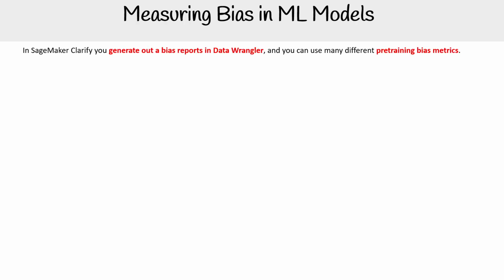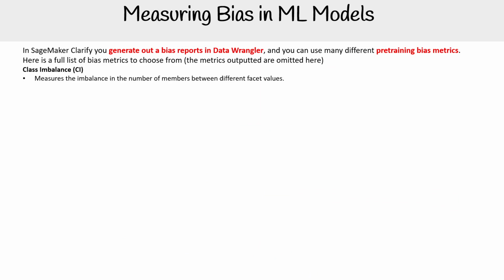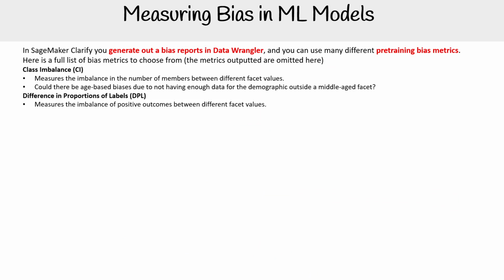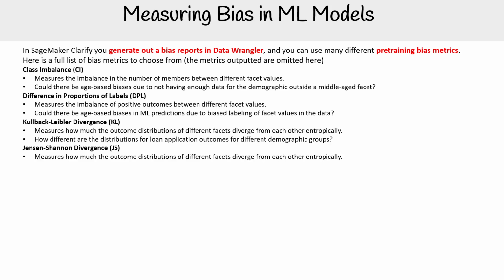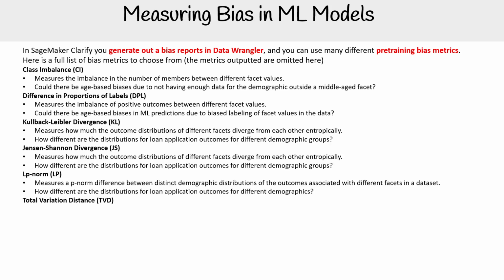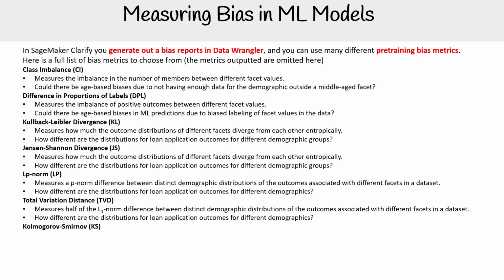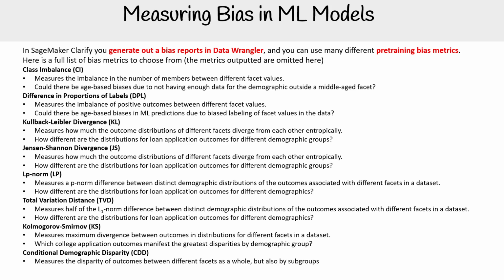In SageMaker Clarify, you generate a bias report in Data Wrangler and can use many different pre-training bias metrics. So here's the full list. We have class imbalance, I'm not going to read all these out, difference in proportions of labels, KL, JS, LP, TVD, KS, CDD. And so you can see there are a lot there. So there's a lot of ways that we can get information about bias. That was SageMaker Clarify, but there you go.